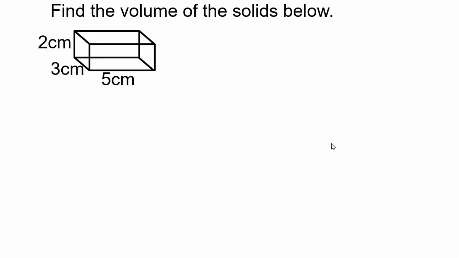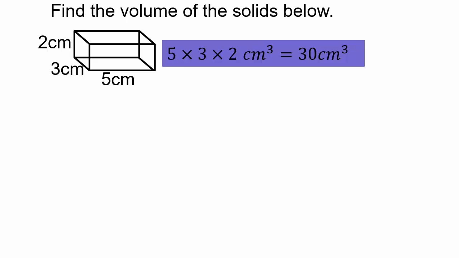All right, find the volume of the solids that you see below. So let's start with the basic box. Let's say you have a box 5 centimeters long, 3 centimeters wide, 2 centimeters tall. What would be the volume and what operation are you going to use? Addition or multiplication? Well, volume of a box is length times width times height. So we're going to do 5 times 3 times 2 cubic centimeters. Cubic centimeter is the name of the unit by which we measure the volume. So that's 30 cubic centimeters.